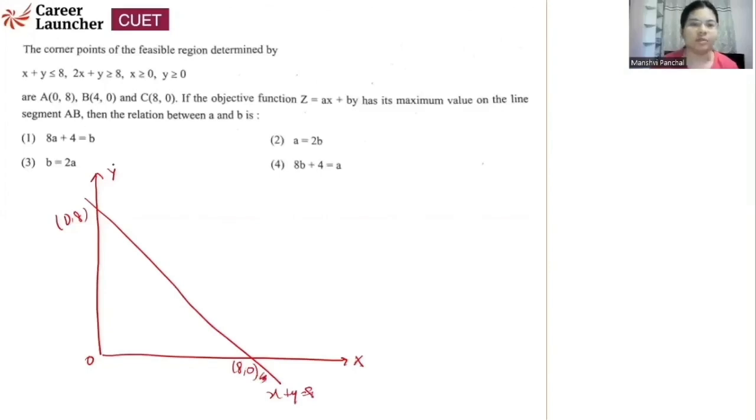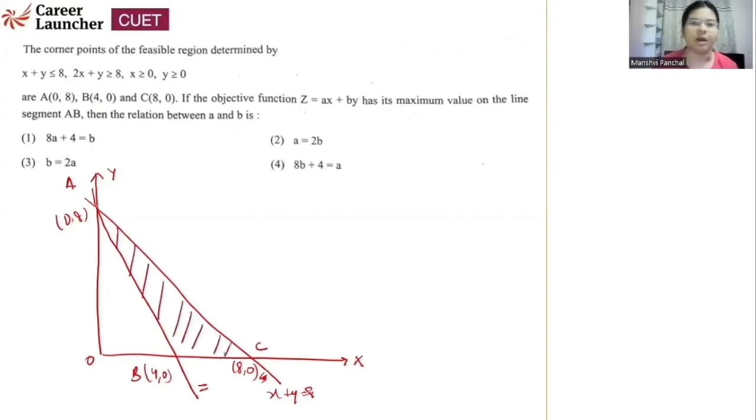Then you have 2x plus y greater than or equal to 8. So this will be like this. This will be (4, 0). So this is point A, this is point B and this is point C. Its shaded region will be away from the origin. So the feasible region is this.